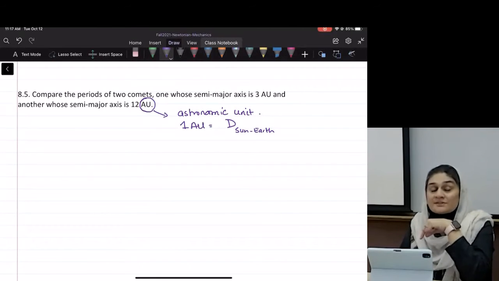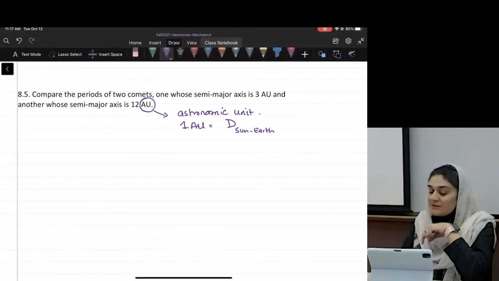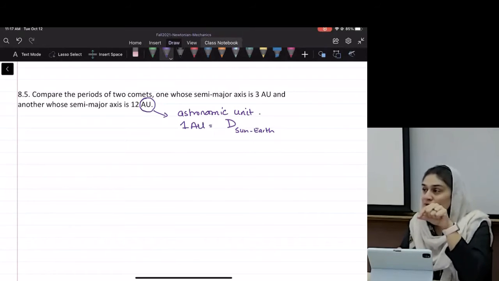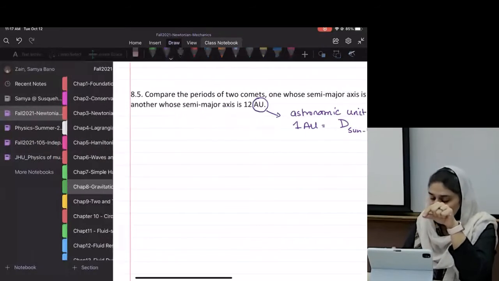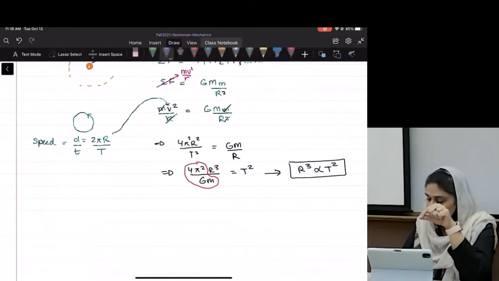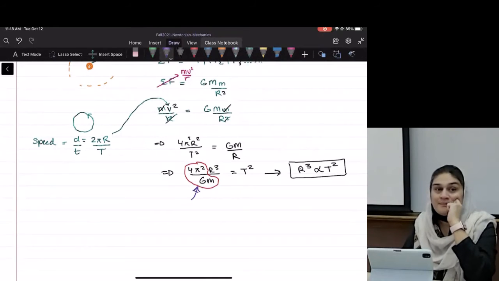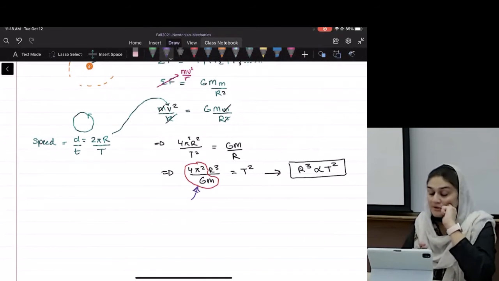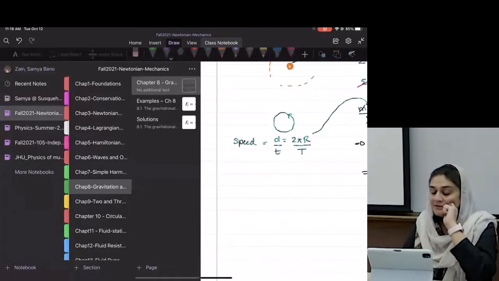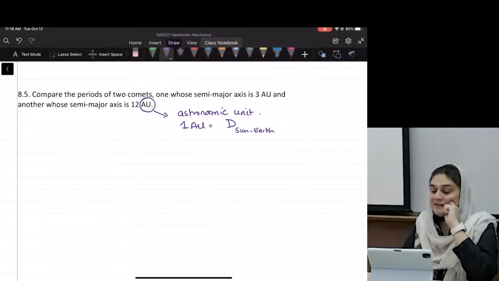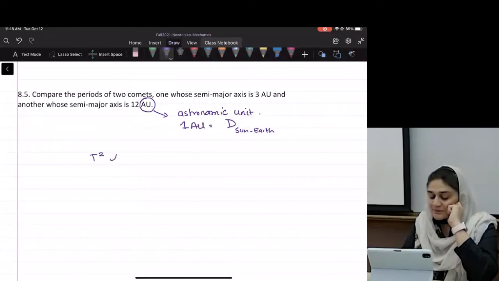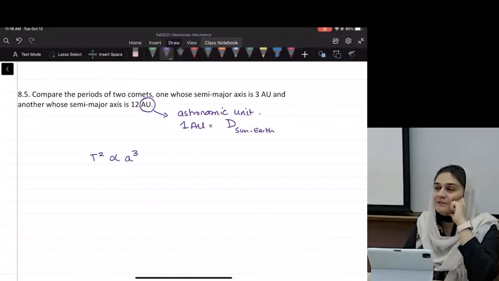When you have a question like this, and you do not have it written in AU, then please make sure to put in the rest of the things that we had in here: 4 pi squared over GM. Okay, the masses are important. But if the actual question gives you the value in AU, you can literally write T squared is proportional to a cubed and be done. This makes our life so much easier.